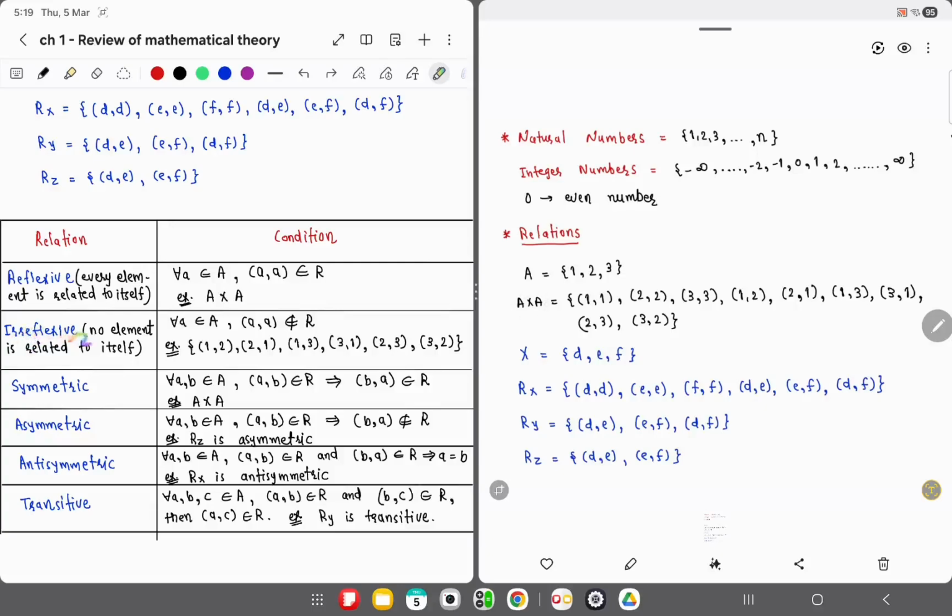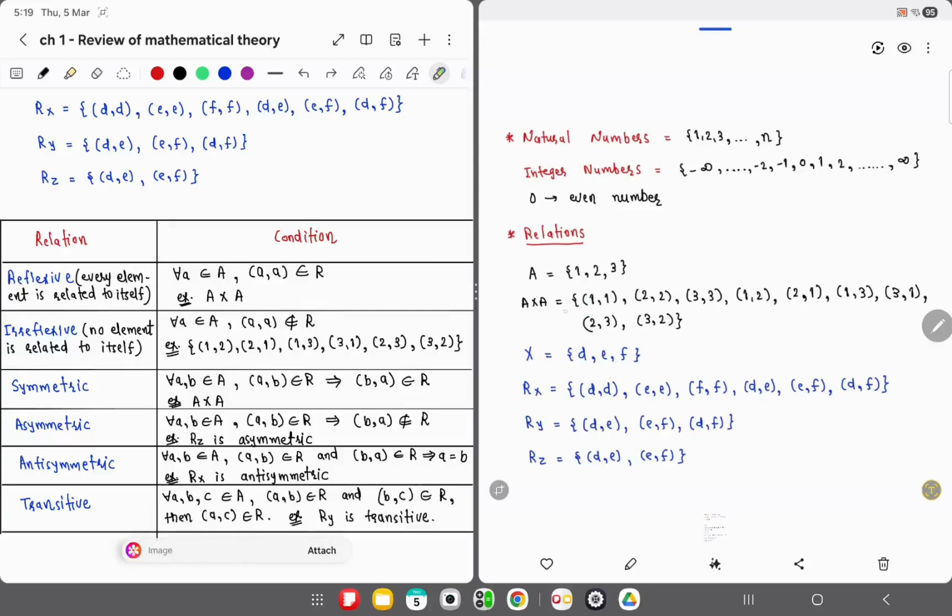Next is irreflexive relation. Irreflexive is the opposite of reflexive. No element is related to itself. That means if any element a is from set A, then the pair of a with itself does not belong to relation R. For example, if 1 is inside A cross A, the pair with itself should not be inside the relation. So here the Cartesian product A cross A is not irreflexive. It is reflexive.